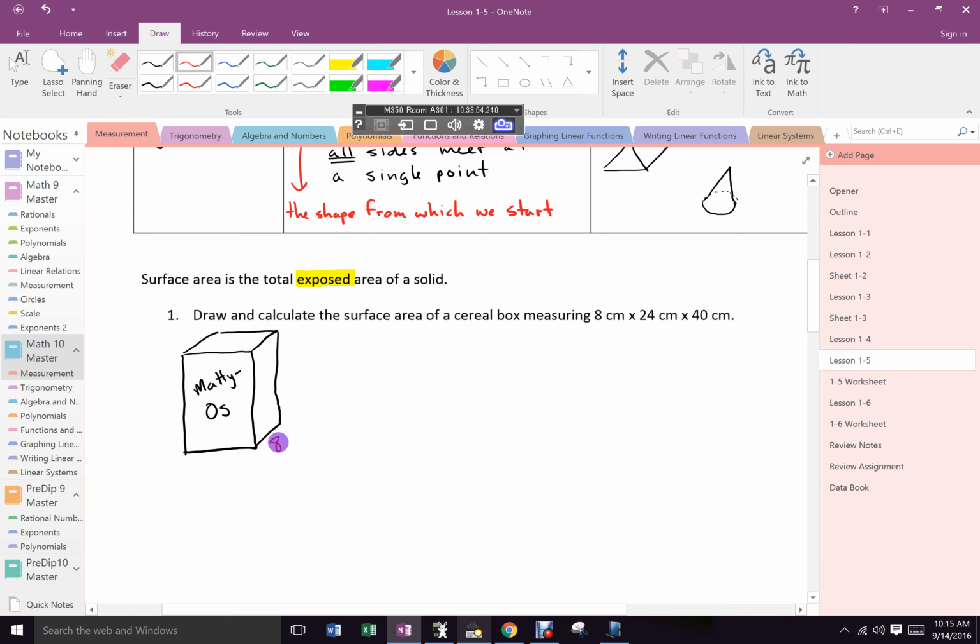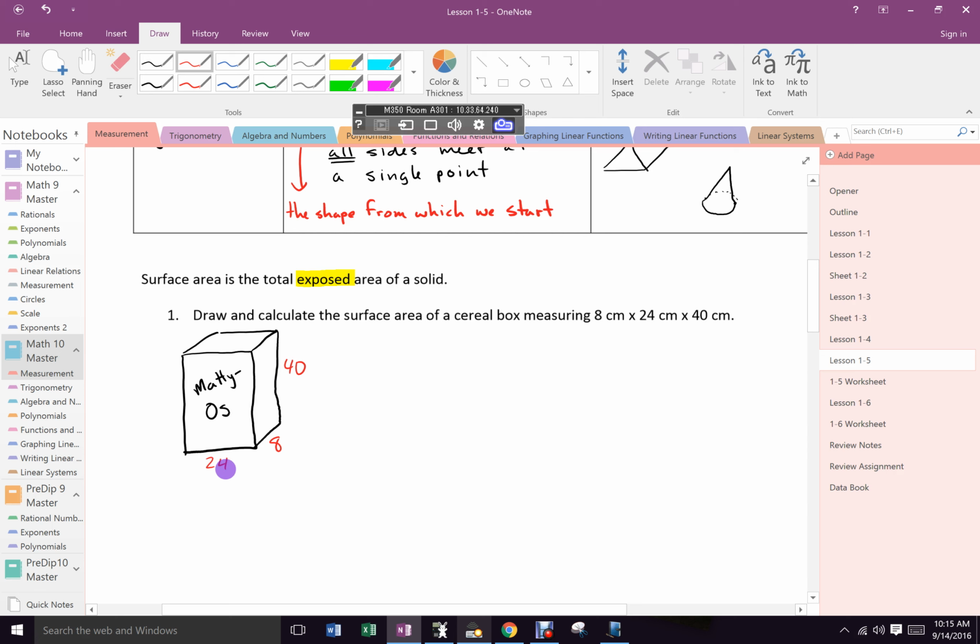Okay. So we're going to make this 8 because that makes sense. You know what a cereal box looks like. That's the shortest distance. Now, what would you call this? It doesn't matter. You just got to give it one of the numbers. Which numbers go in there, do you think? 40. Okay. And what numbers go in here?